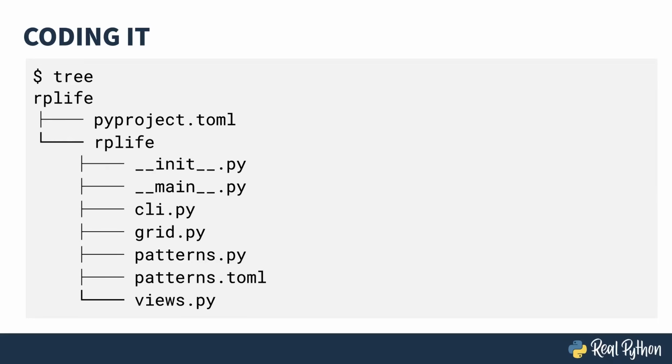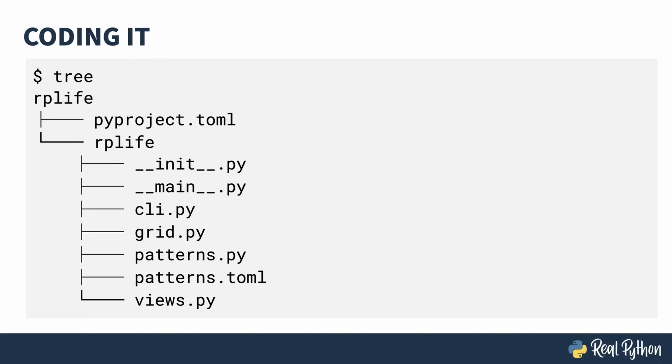The first level is the name of the package that gets installed, while the second level is the name of the Python module, and in our case, also the name of the runnable script hook. The dunder main file is the entry point for the script once it becomes runnable.